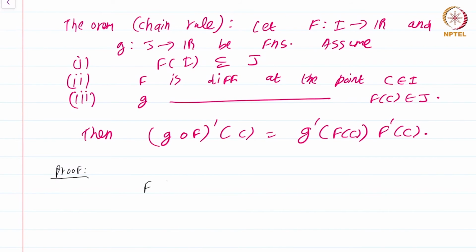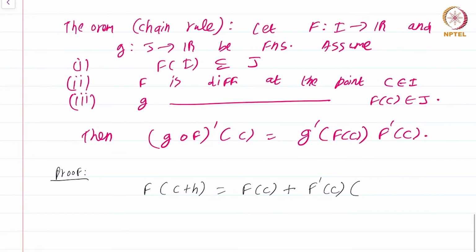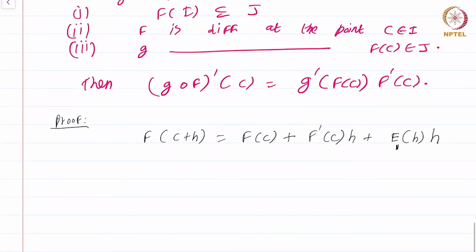So we already know that f of c plus h is equal to f of c plus f prime at c times h, plus this error term E of h times h. Let me call this E1 if you don't mind. Similarly, g of c plus k, not c, g of f of c, which I'll just call d.